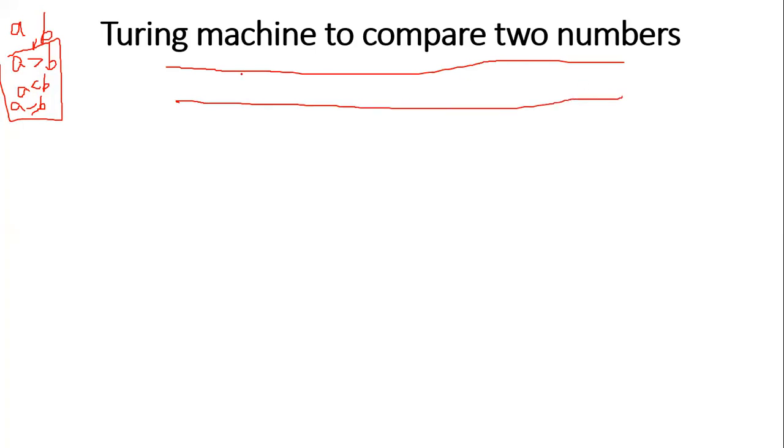So for example, if the input is A equal to 4 and B equal to 3, and you want to compare these two numbers, you are supposed to convert these numbers into unary representation. So let's take a blank. First feed the first input in unary representation. Once you finish feeding the first input, use a special character of your choice to separate the first input and the second input.